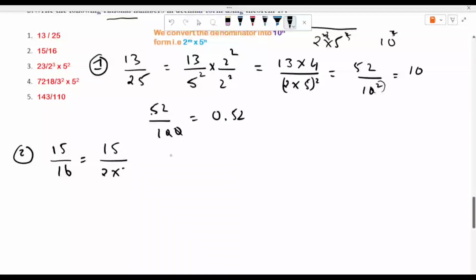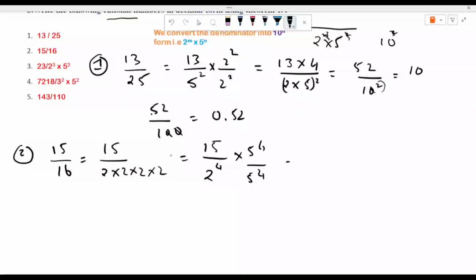2 2s are 4, 4 2s are 8, 8 2s are 16. So 16 can be written as 2 raised to how much? 1, 2, 3, 4. Now there is no 5 here, so we will multiply and divide by 5 to which power? 4, because 2 has power 4, so 5 to the power of 4 divided by 5 to the power of 4.